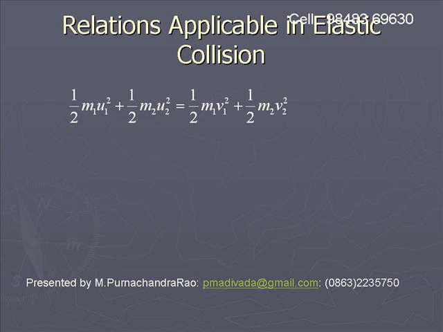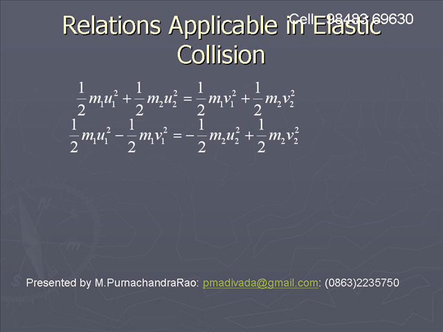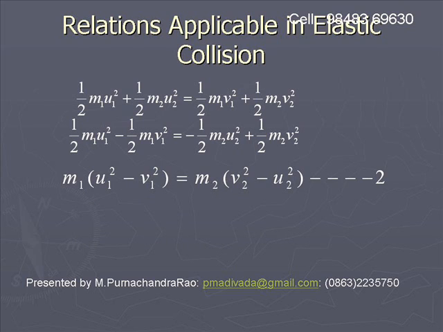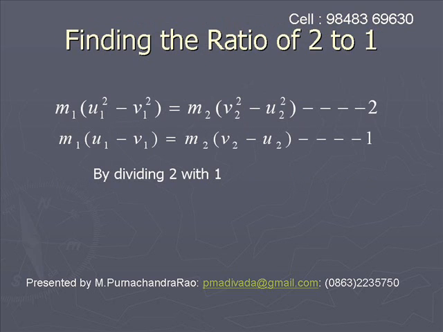The second equation can be written as m1 into u1 square minus v1 square is equal to m2 into v2 square minus u2 square. That is, transfer half m2 u2 square to the right and half m1 v1 square to the left. Let us call this equation 2.